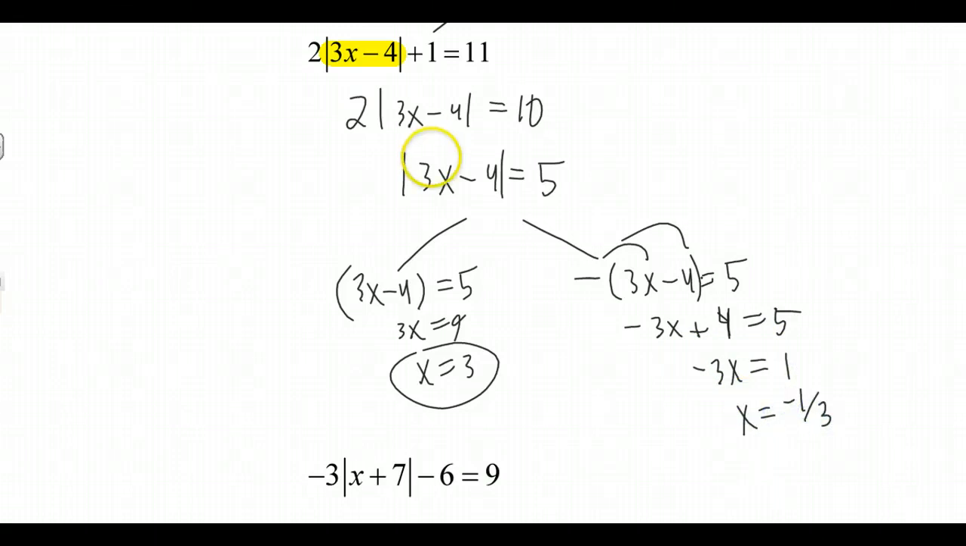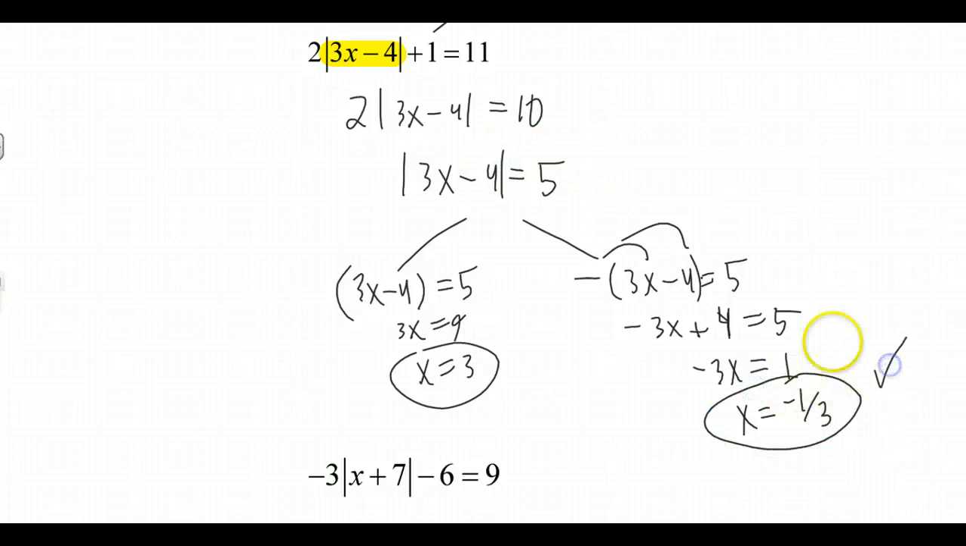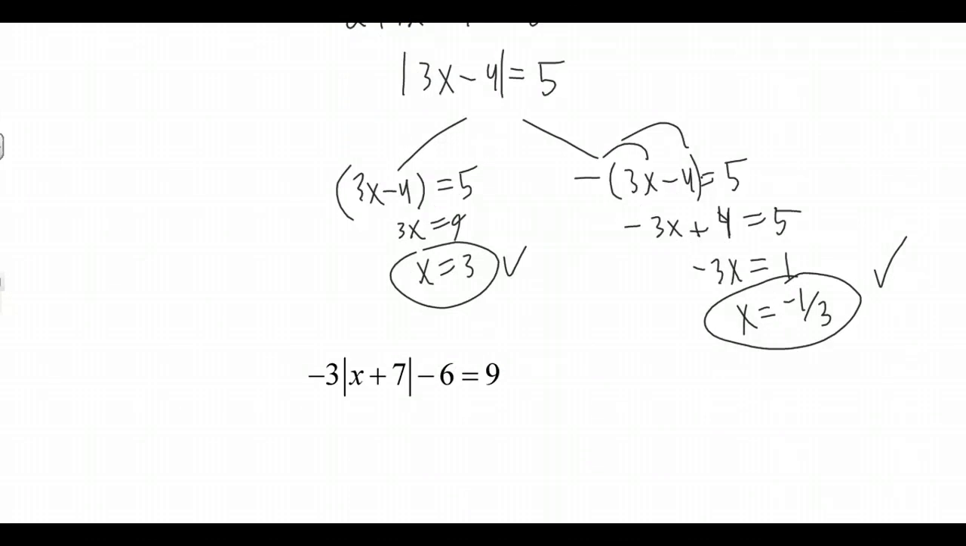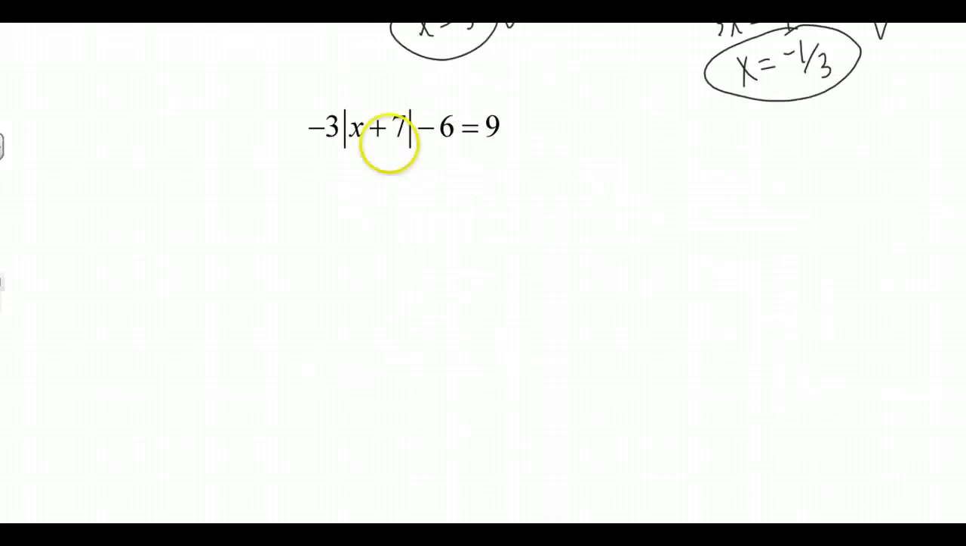If we were to plug that in, negative 1/3 times 3 is negative 1, minus 4 is negative 5. The absolute value of negative 5 is 5, so that value does in fact work. So you can check them both and make sure they work, make sure you didn't make any silly mistakes, and you've got it. This one, again, more of the same. You just got to subtract.